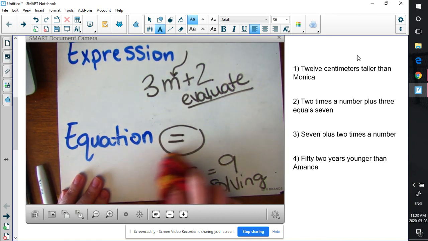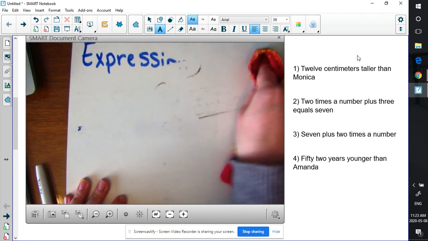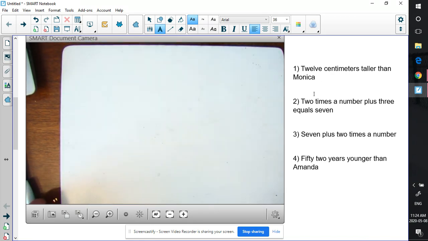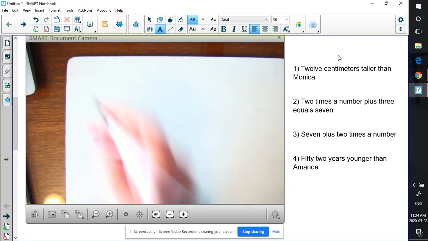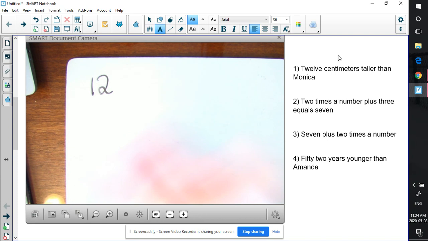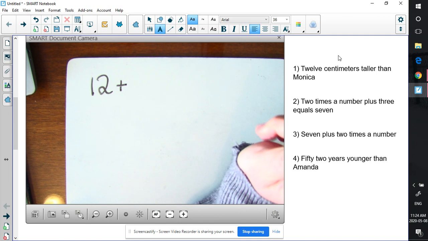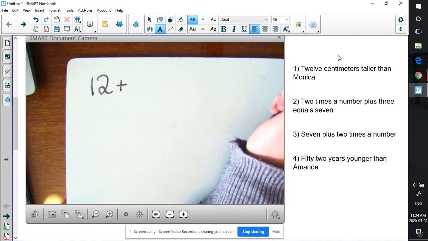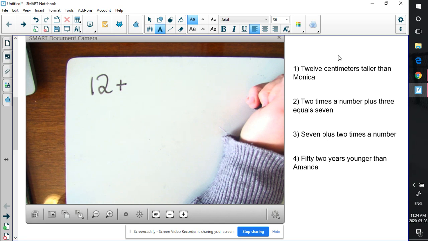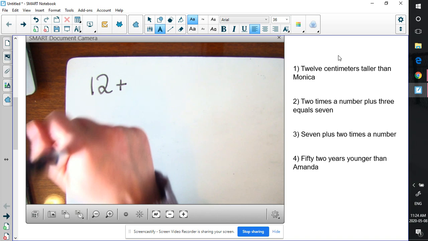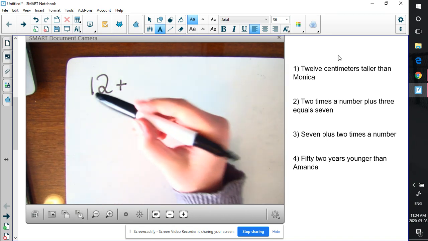Now let's practice making expressions and equations out of phrases. So when I say phrase, that's just like a sentence. So I've got 4 examples here. Let's look at the first one. 12 centimeters taller than Monica. So I'm going to start with 12. If it's taller than Monica, that would mean that I add. So I am approximately 165 centimeters tall. So if somebody were 12 centimeters taller than me, I would take my height, 165 centimeters, and I'd add 12.